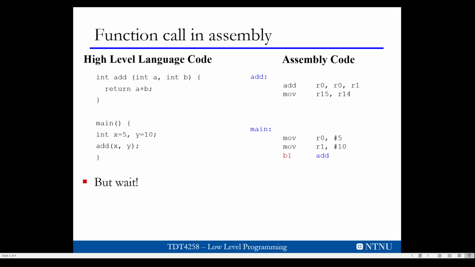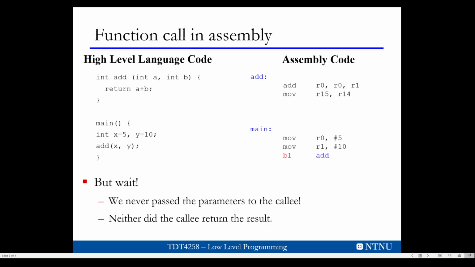Oh, but wait, we never passed the parameters to the callee. So here, corresponding to this call instruction, the only thing we did was jump to the function. We never passed the value of x and y to the called function. Also, we never returned the result from the called function. So this add function just added the values, placed the result in R0, but then it did nothing else to return this result to the main function. So let's see how we can do that.